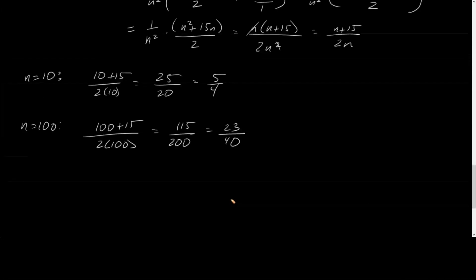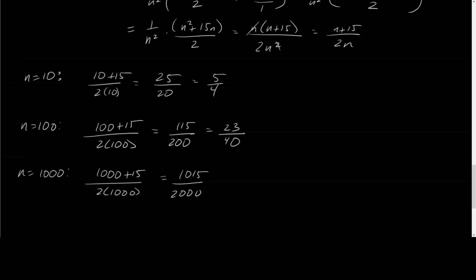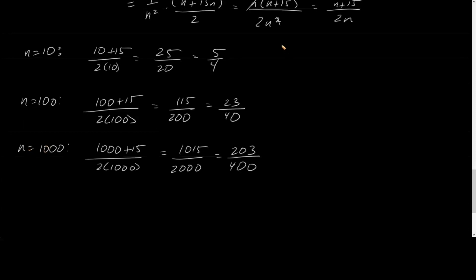And what if n was 1,000? Well, we have (1,000 plus 15) over 2 times 1,000, giving us, well, 1,015 over 2,000. Dividing that by 5, right, because they're both divisible by 5, what does that give us? This gives us 203 over 400, all right? And I mean, we could continue to do that over and over again, right? Make bigger values here of n. But what if n was going to infinity? So what would that do?